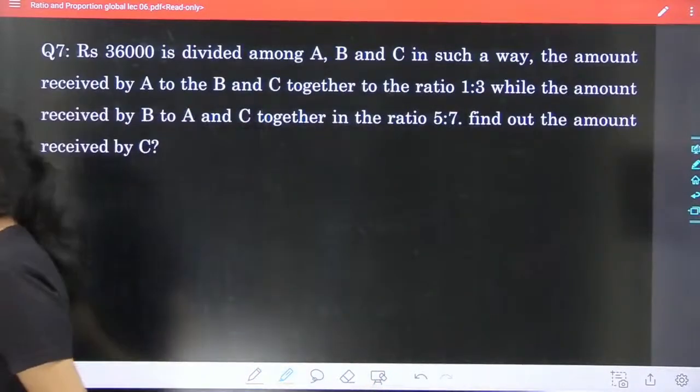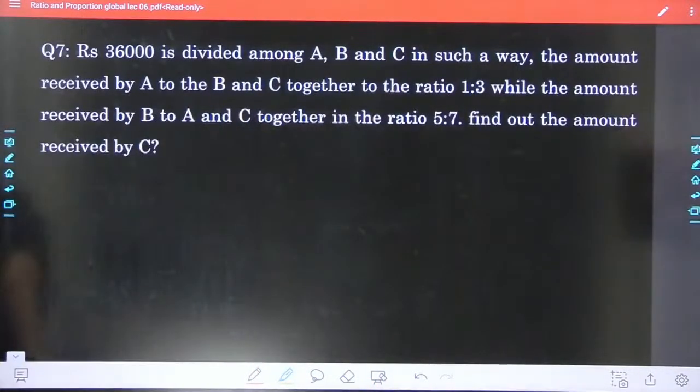Again, you have 2 minutes to solve this particular question, and after that we will discuss this.